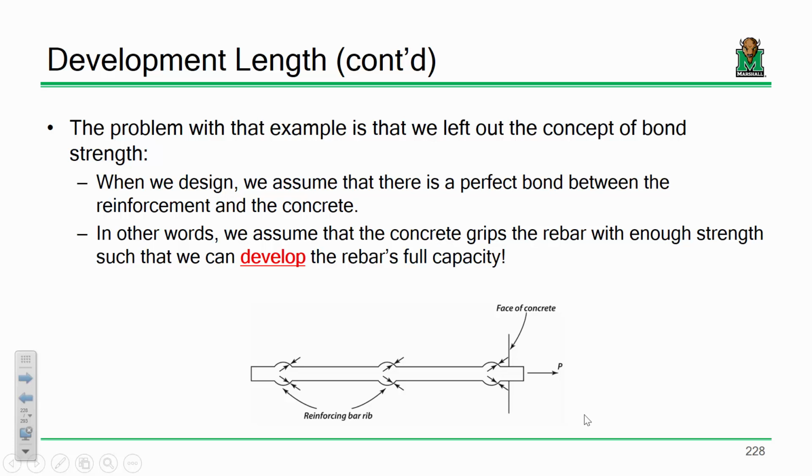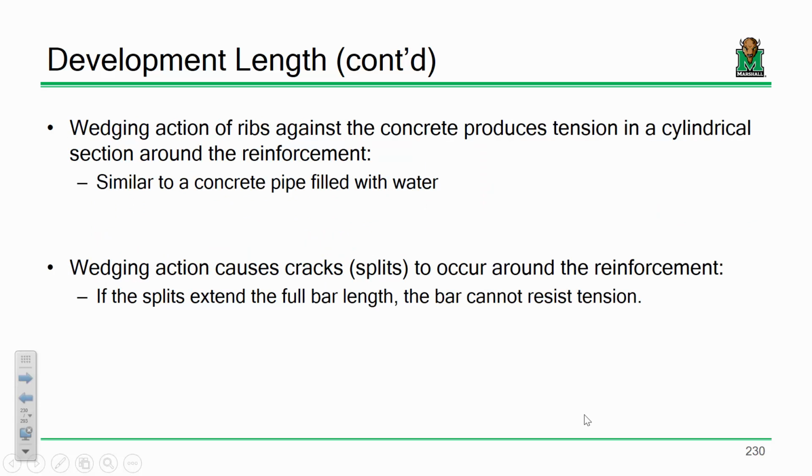So ultimately what we're trying to do is figure out how far that bar needs to be embedded in the adjacent element such that it hits Fy. In other words, such that it develops its full capacity. That's what I mean by this concept of development length.